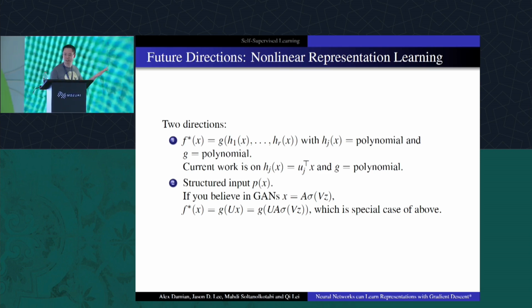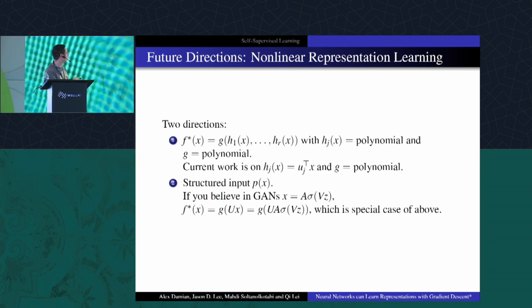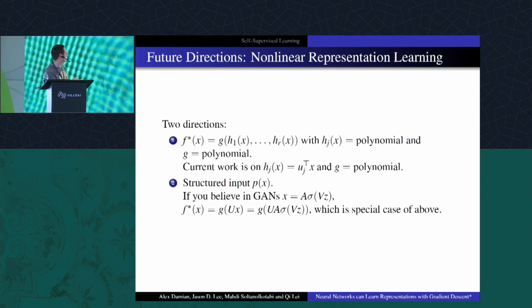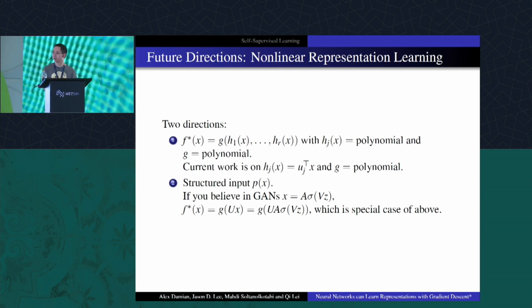We don't actually have any, the only case I know how to do it now is when the H's are homogeneous polynomials, I think. Yeah, when the H's are homogeneous and the G can be general. Yeah, I think that case I know.